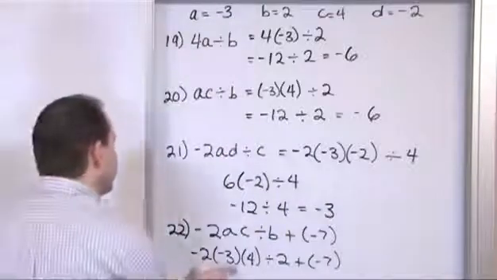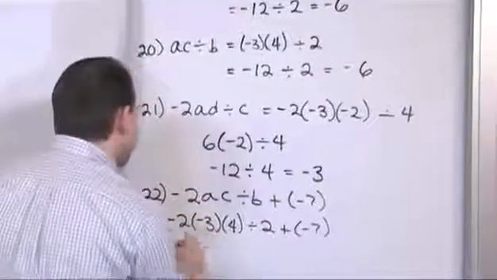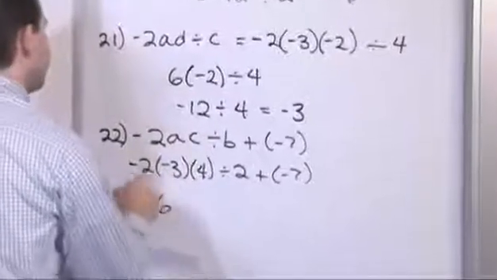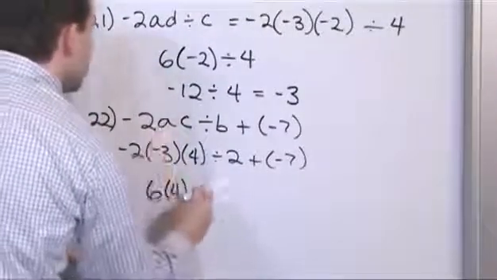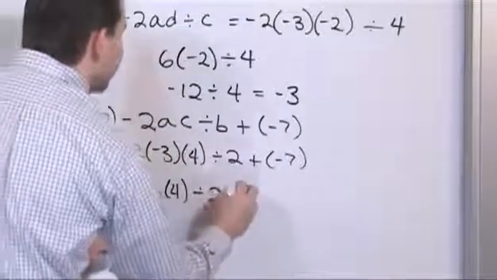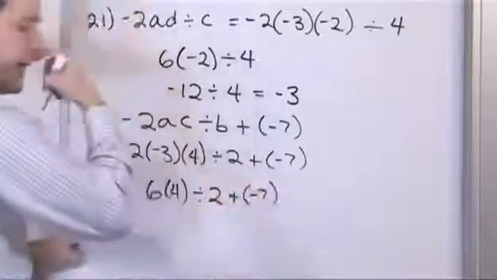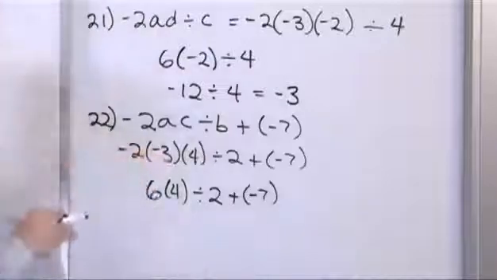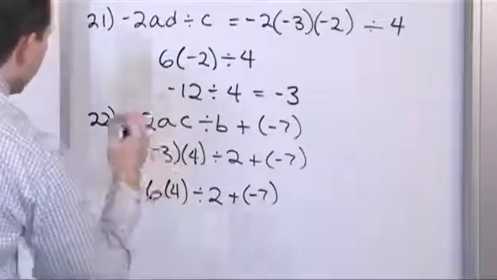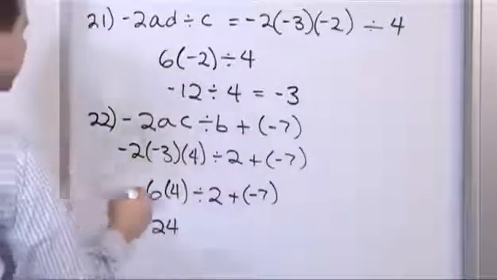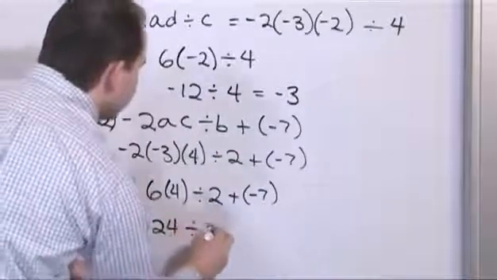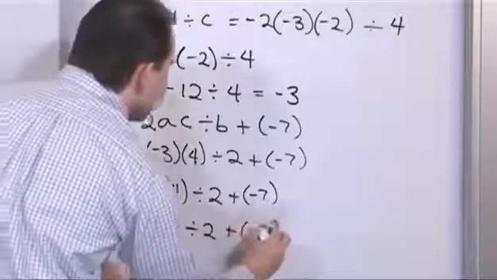So let's work on this. 2 times 3 gives us 6. It's going to be +6 because these two are the same sign. So then we'll just carry the 4. We haven't done anything with that. We haven't divided by 2, and we haven't added the -7. So we're going to carry that down. All we've done is the multiplication. Now, 6 times 4 gives us 24, and it's going to be positive. So we're going to write it down like that. We're going to divide by the 2, and we're going to add the -7.